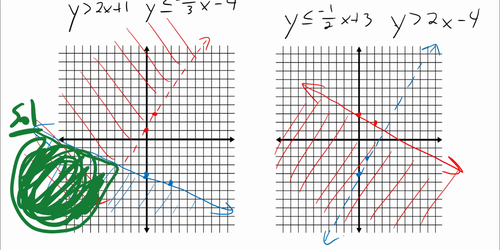Okay, and where do you shade? You shade above. Okay, so here we go, shading above. And where does it overlap? Well, you just look where the blue and the red overlap.